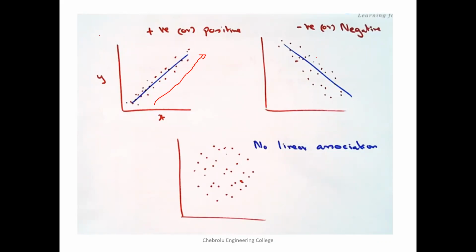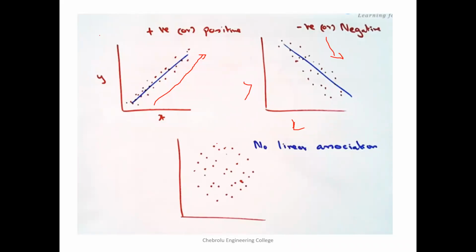Now, what do you mean by negative relation, my dear friends? Here y is taken and here x is taken again. Negative relation means a line falls like this. That is, if x increases, y decreases.